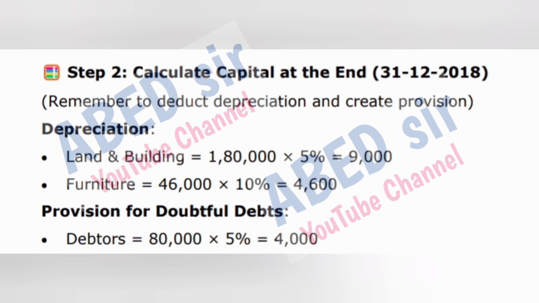Step 2. Calculate capital at the end, 31st December 2018. Remember to deduct depreciation and create provision. Depreciation: land and building is 1,80,000 by 5%, which is 9,000. Furniture is 46,000 by 10%, which is 4,600. Provision for doubtful debts: debtors 80,000 by 5% is equal to 4,000.